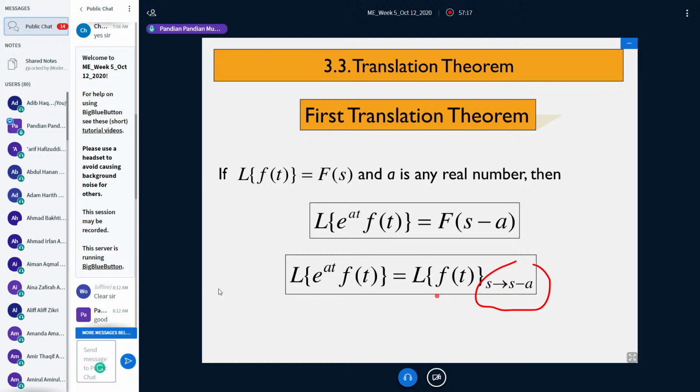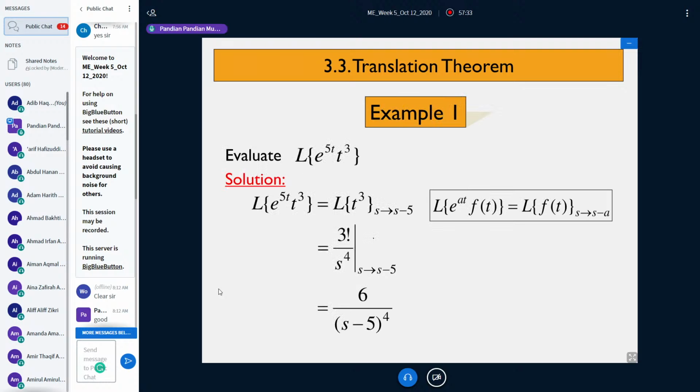Laplace of t^n is n factorial over s^(n+1). For e^(at) f(t), you find Laplace of f(t), but the s you replace with s minus a. That's all. This is what we call the translation theorem. We already did this. I just glanced through how you modify this.